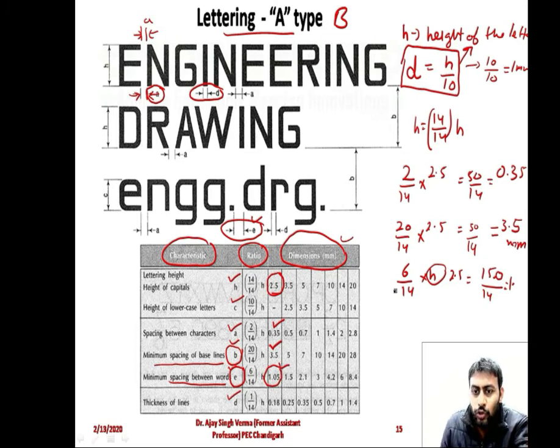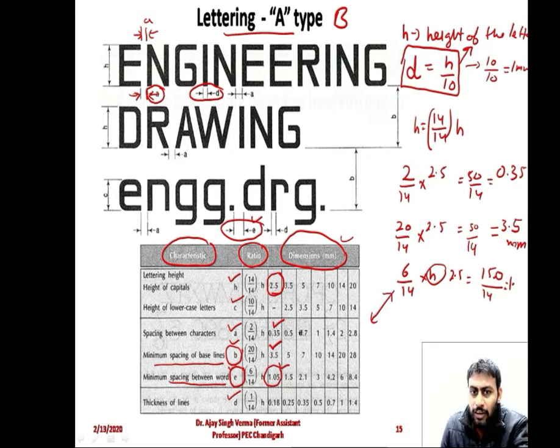So you can cross verify how we take the height of the letter, how we take the distance between two letters, how we take the distance between two words, and what thickness of the letter we have to take.